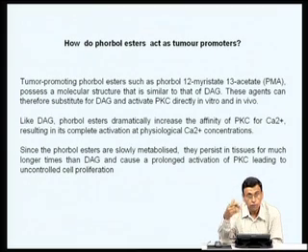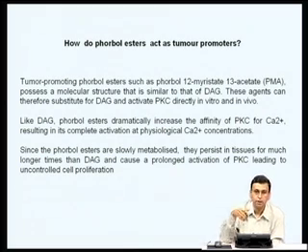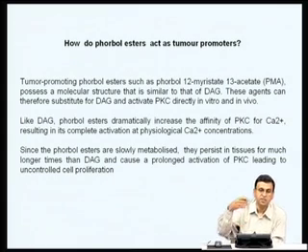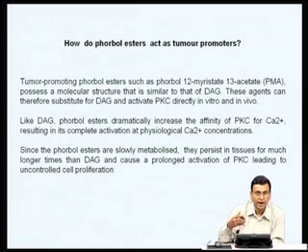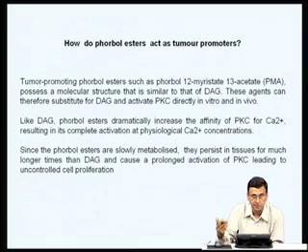Okay. So, if we treat cells with molecules like phorbol esters, since these phorbol esters directly bind to protein kinase C and are not degraded in the cell very rapidly, it results in continuous activation of protein kinase C, and as a result there is continuous uncontrolled cell proliferation leading to cancer.